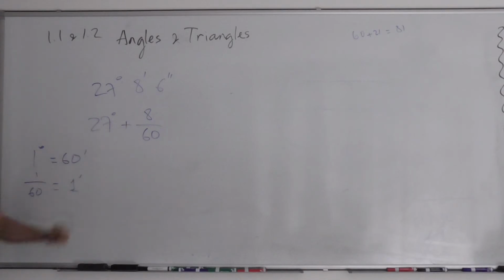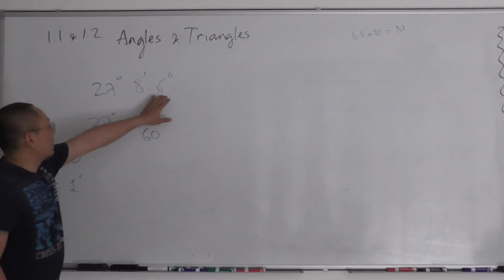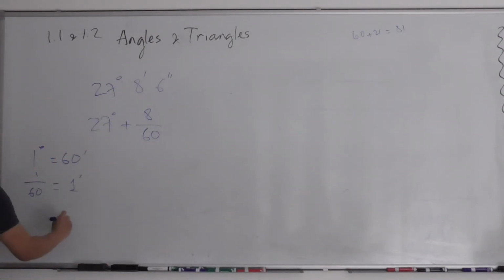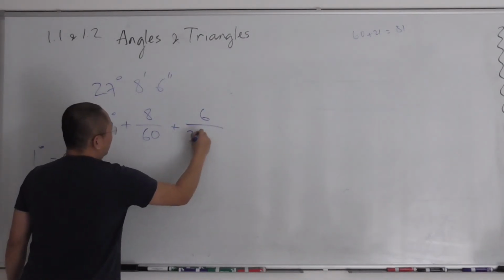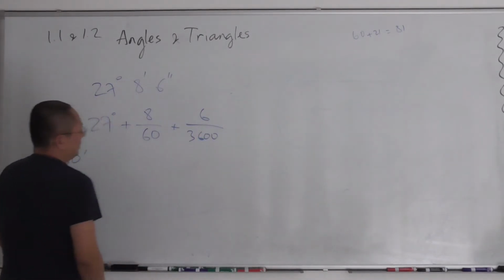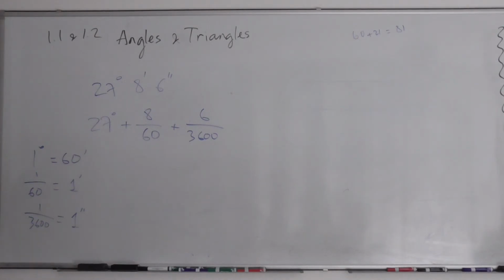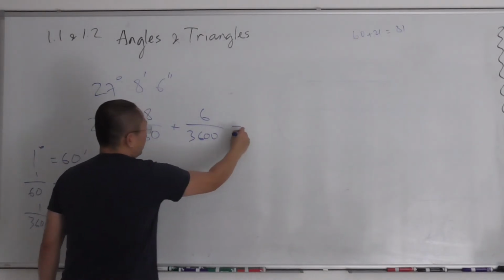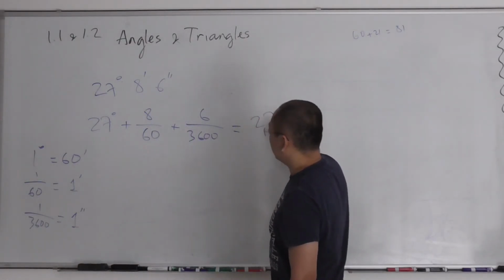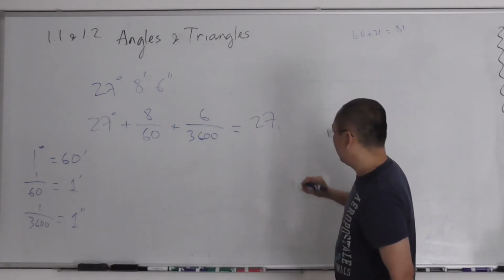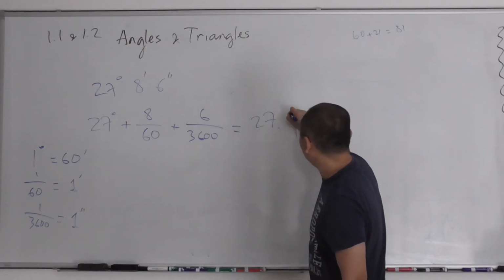Multiply both sides by 8, because this is 8 minutes. And then 1 second is similarly 1 over 3600 degrees. So this plus 6 over 3600 degrees. And of course, it's going to be the same answer as before. I think, what was the number? 27 point, forgot, 135.